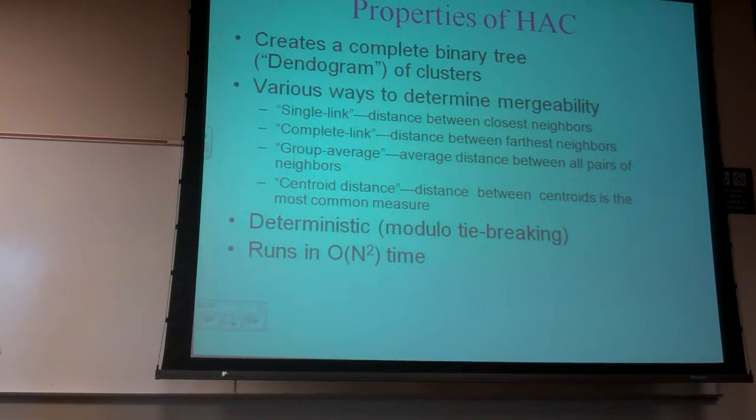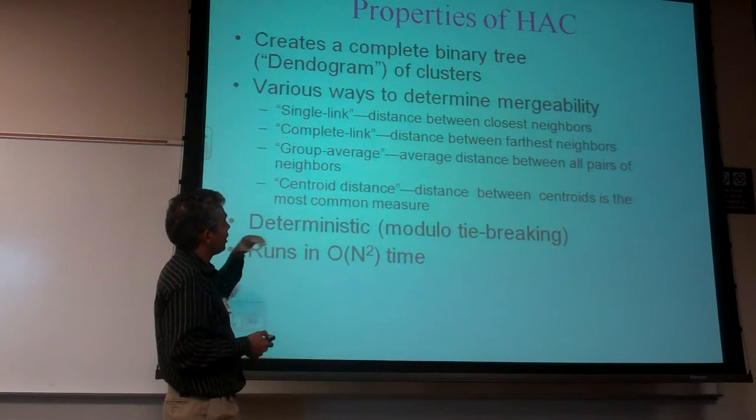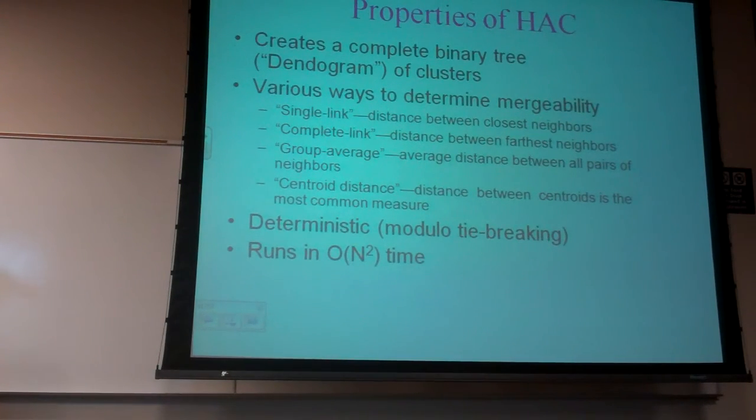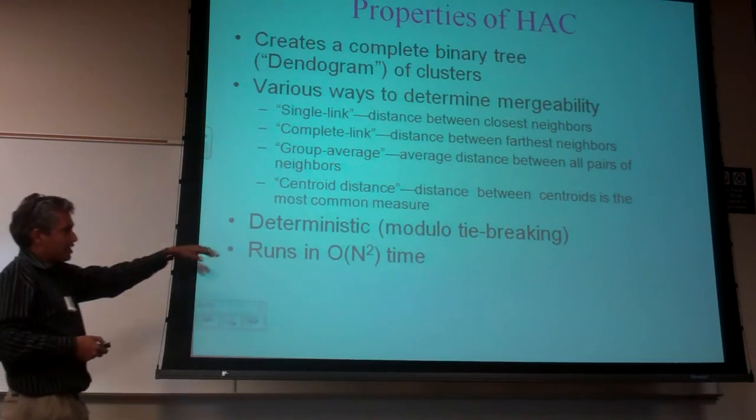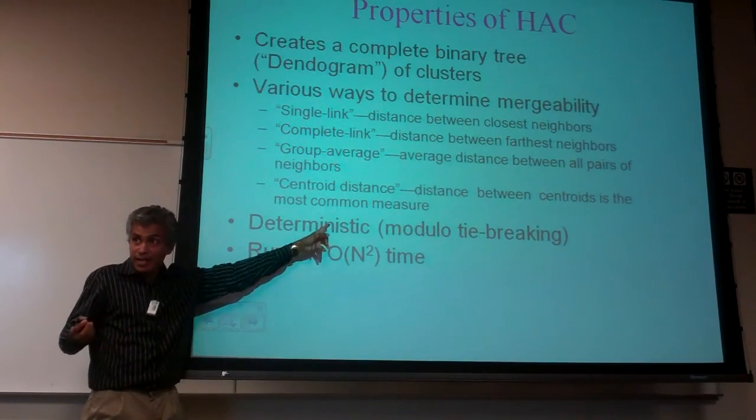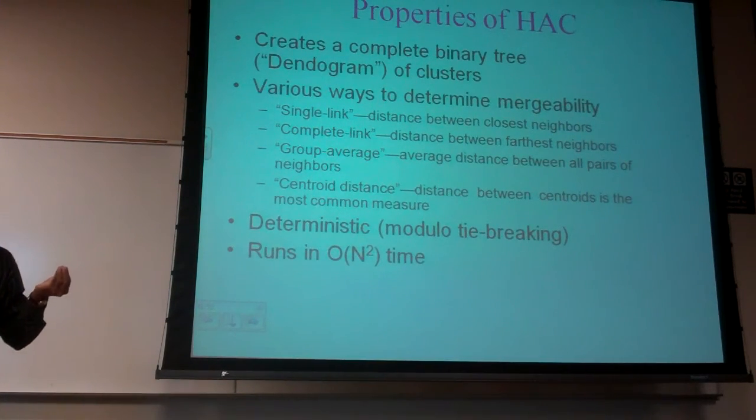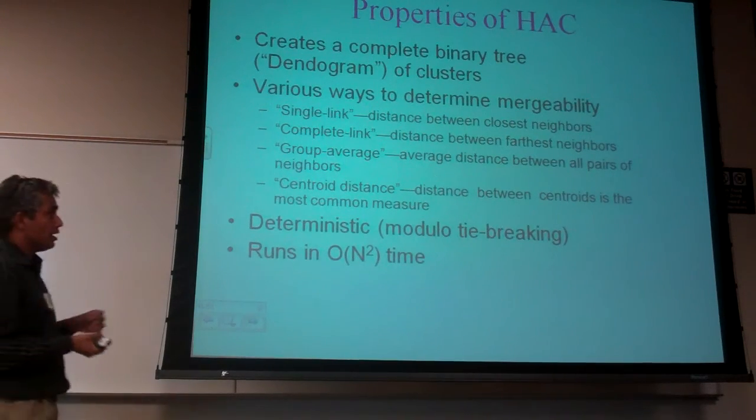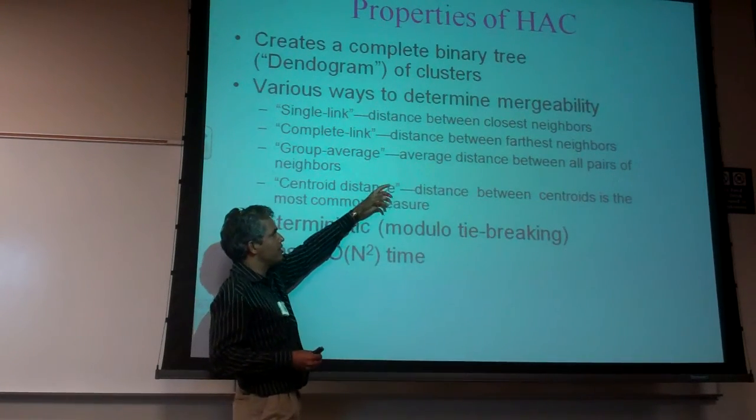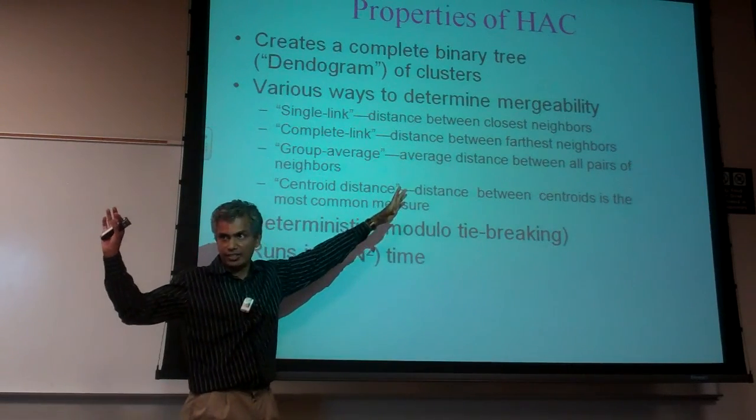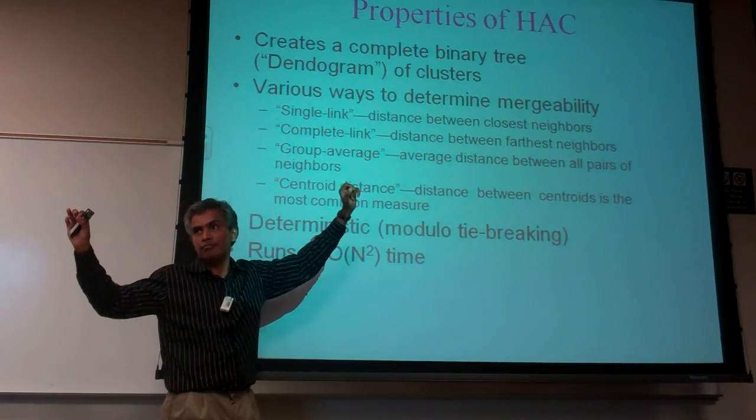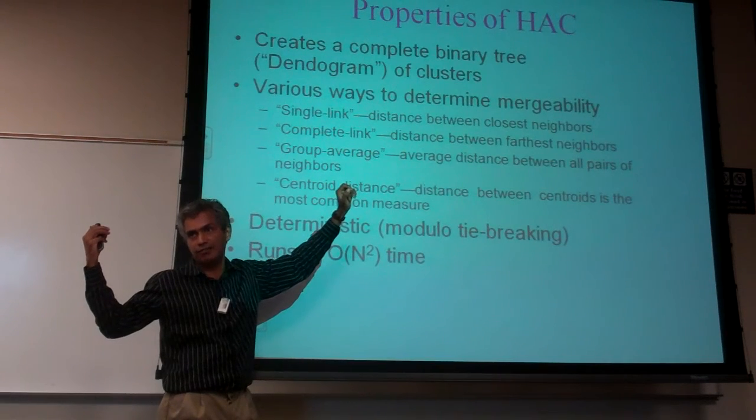Okay, one interesting point, of course, of hierarchical agglomerative clustering is that first of all it's deterministic. Unlike K-means, which asks you for the initial K seeds, and then the final clustering depends on the seeds you started with. Okay, hierarchical agglomerative clustering, given the distance measure between the clusters, it will come up with the same hierarchy.